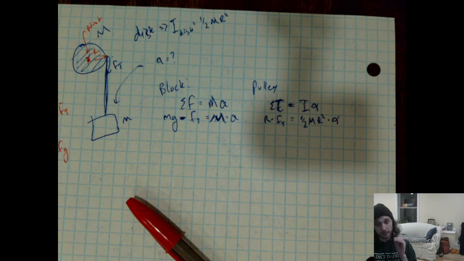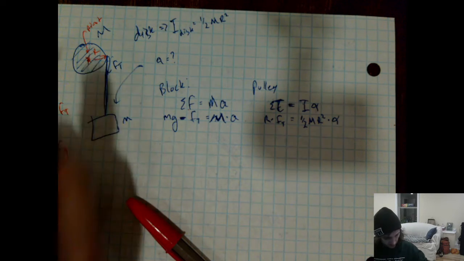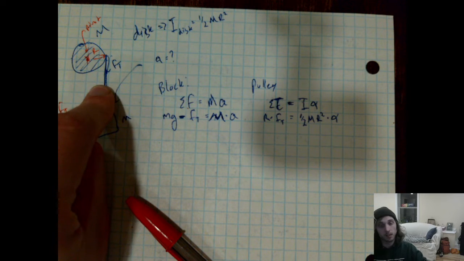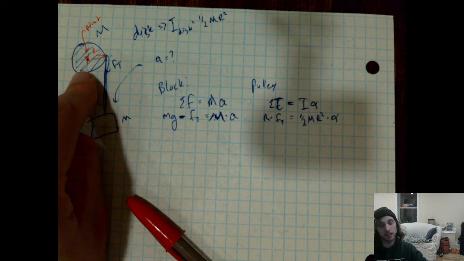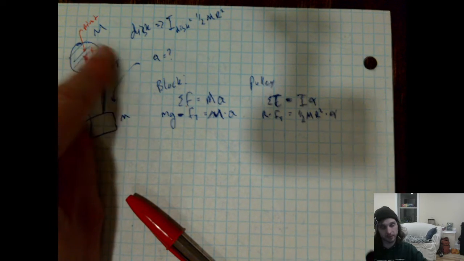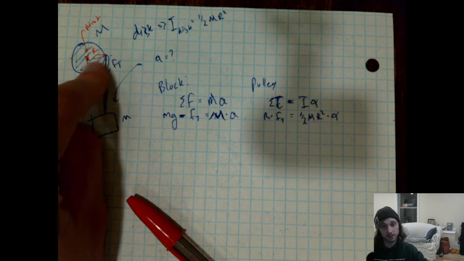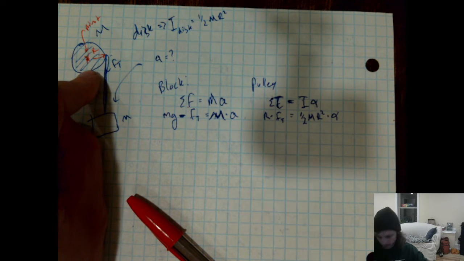So we need a way to make this a bit less complicated. Thankfully, there is a way. The length of string that pulls down here is going to be the same as the amount that our pulley rotates if, and thankfully it is, our pulley is rolling without slipping. This is going to come up a lot more later when we do, I think I have to do a whole separate video on rolling without slipping.